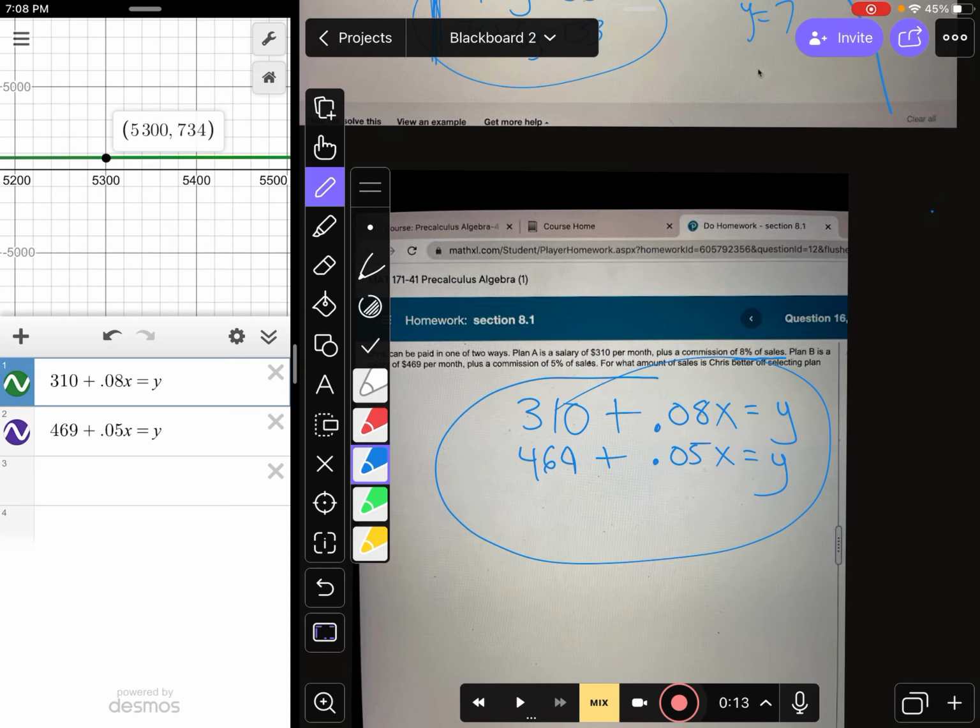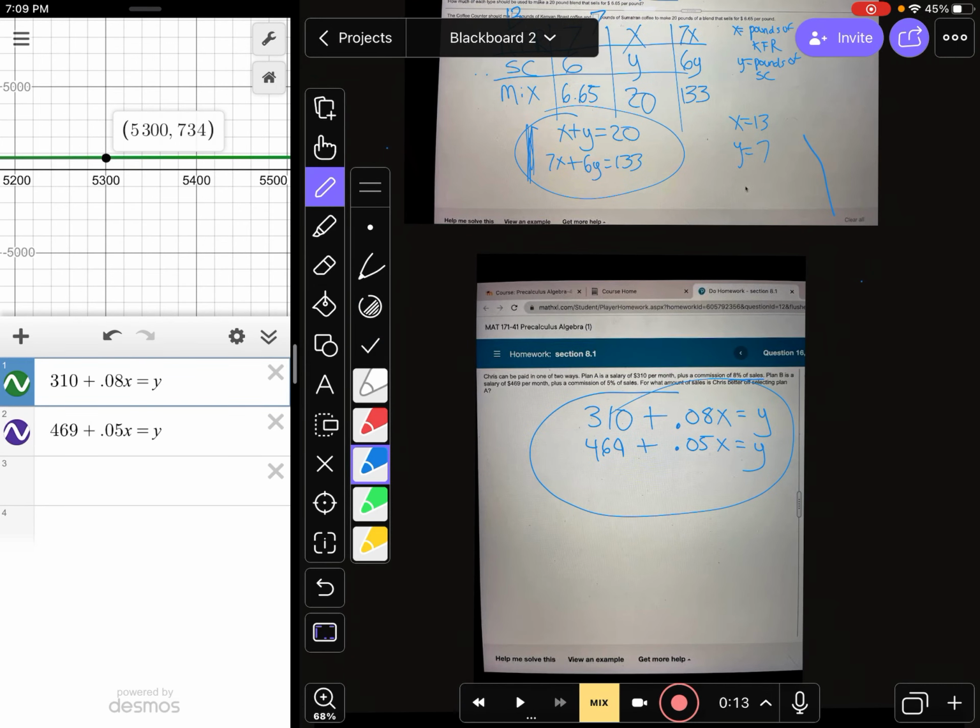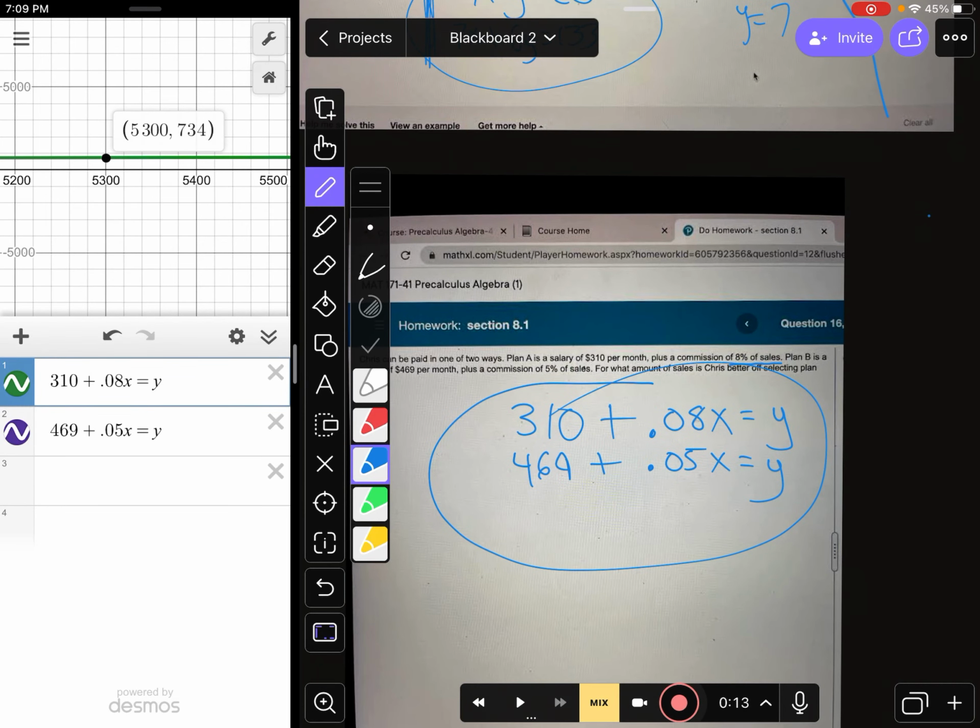Now that's not your answer because it says, for what amount of cells is Chris better off selecting plan A? Remember, this is plan A and this is plan B. Now, you can't see it on the graph because I don't have it zoomed in right, but plan B initially is better than plan A because it starts at a higher value. It starts at 469, whereas plan A starts at 310. But eventually, plan A will come out on top. And the question is, where will that happen?